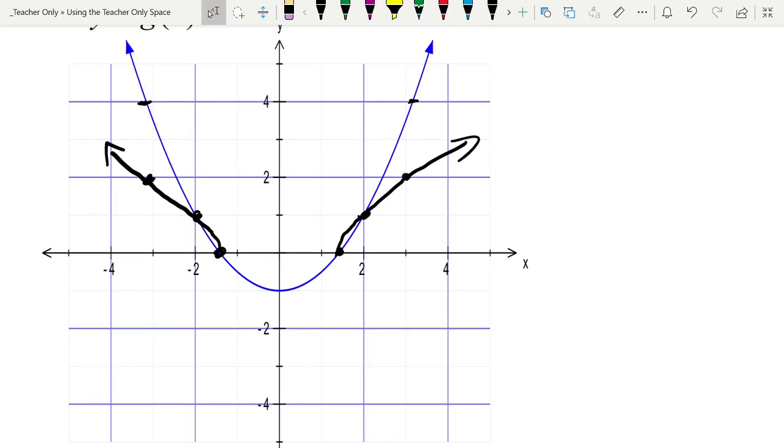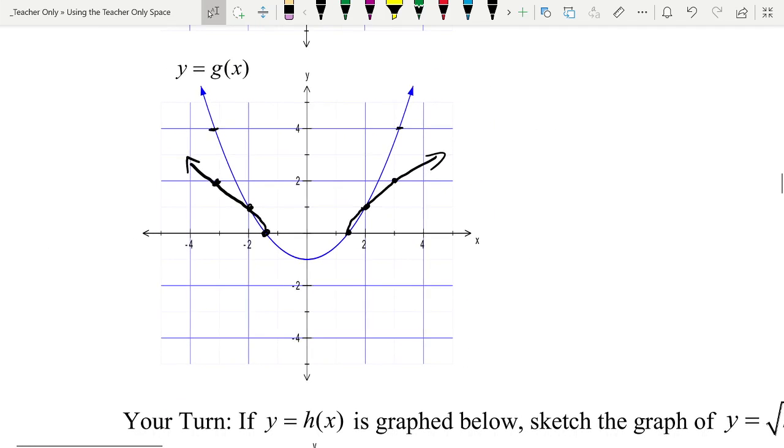All right. Your turn. You get to make one.